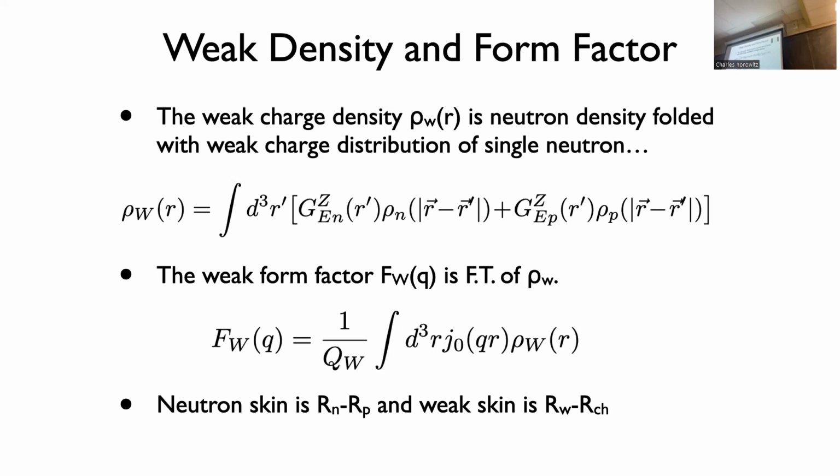So R sub charge includes the finite proton size in it. So that's what would be directly measured experimentally. Yeah. So for lead, the charge radius of lead is known very accurately. It's 5.50 Fermis. And it's a little bit bigger than it might be, 5.45 Fermis, for the proton radius. Great.